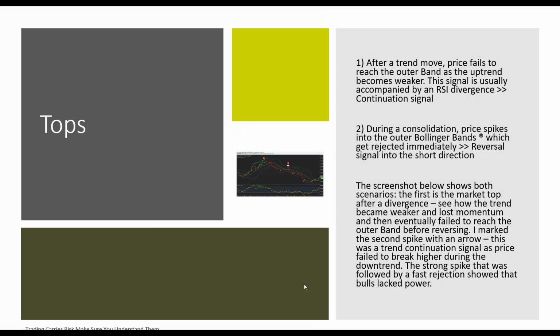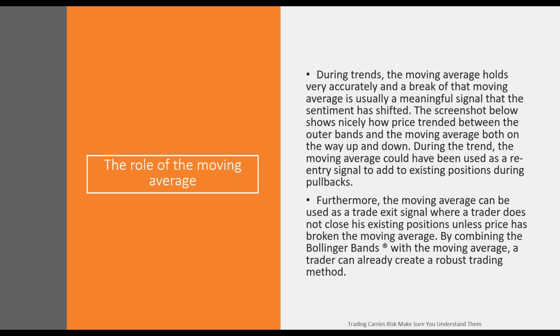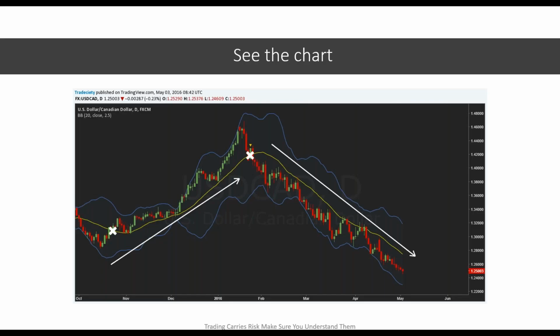So after a trend moves up and price fails to reach the outer band, as the uptrend becomes weaker, the signal is usually accompanied by an RSI divergence. During trends, the moving average holds very accurately, and a break above the moving average is usually a meaningful signal that the sentiment has shifted.